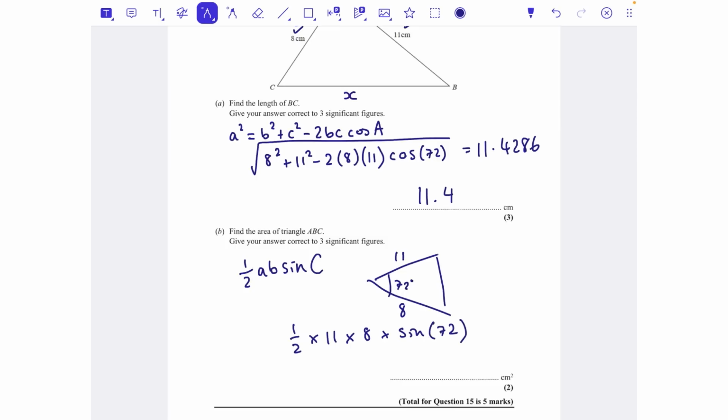So typing that in my calculator, I'm just going to use 0.5 times 11 times 8 times sine 72. And that is 41.846, so to 3 significant figures, 41.8 centimetres squared.